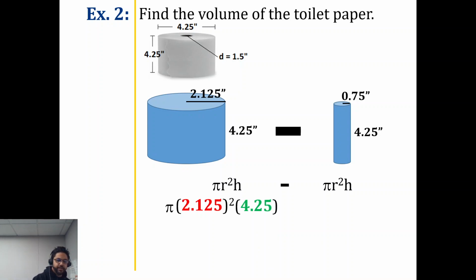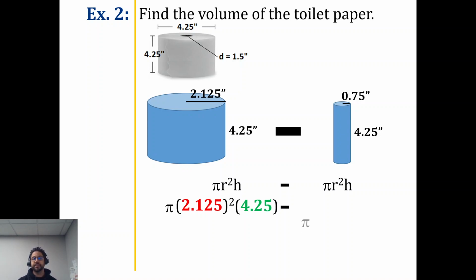So go ahead and do that on your calculator real quick. 2.125, press the square button, or do times 2.125, equal sign. You have 4.51 and a bunch. Multiply by 4.25, equal sign. 19 something. If you want to, you can keep the pi symbol right now, or you can go ahead and multiply by pi as well, times 3.14. So we're going to say about 60 something for that big one.